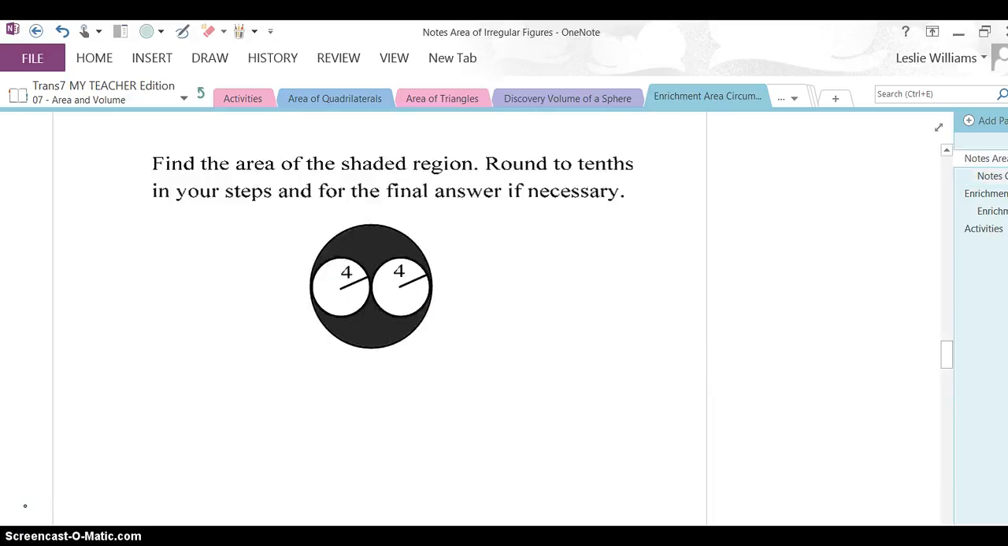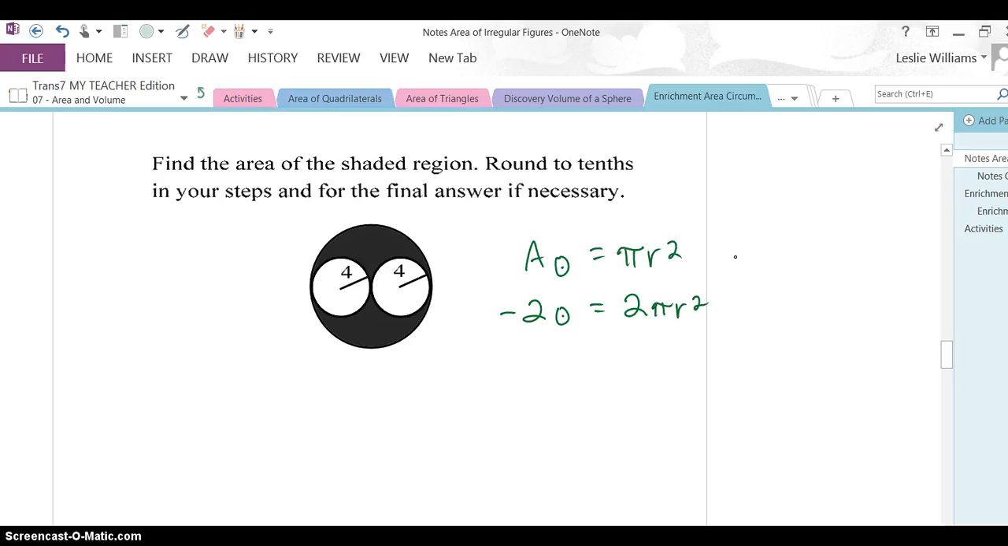In this problem, we are trying to find the area of the shaded region. So what that means is we have a circle that has two circles cut out of it. So we need to find the area of the entire circle, that's the big circle, and then we want to subtract the two little circles. Now notice that the two little circles have the same radius, therefore they're going to have the same area. So we're going to use pi r squared for our formulas for both. However, I'm going to put a 2 in front of pi r squared for the little circles.